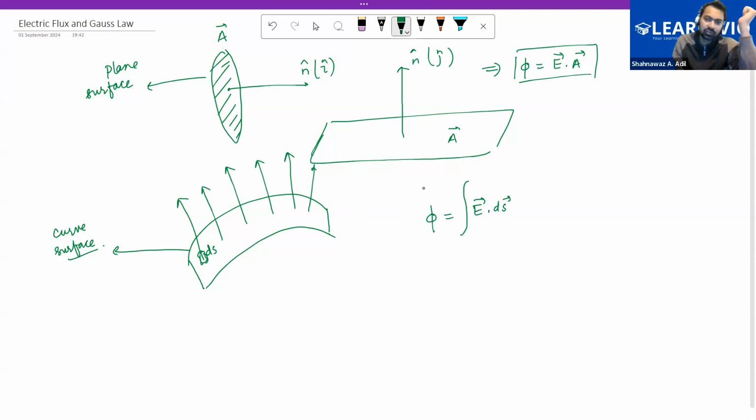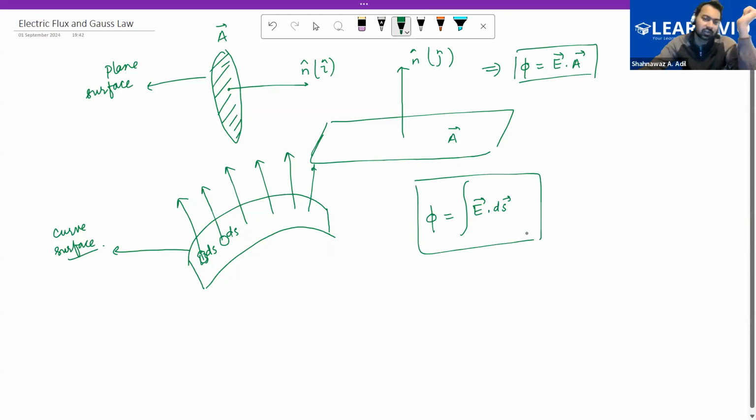Right, because you see that every area vector will have a different direction. So we take only this one and then this one. All these dS will have the same direction as the electric field. So this simplifies this thing for a curved surface.